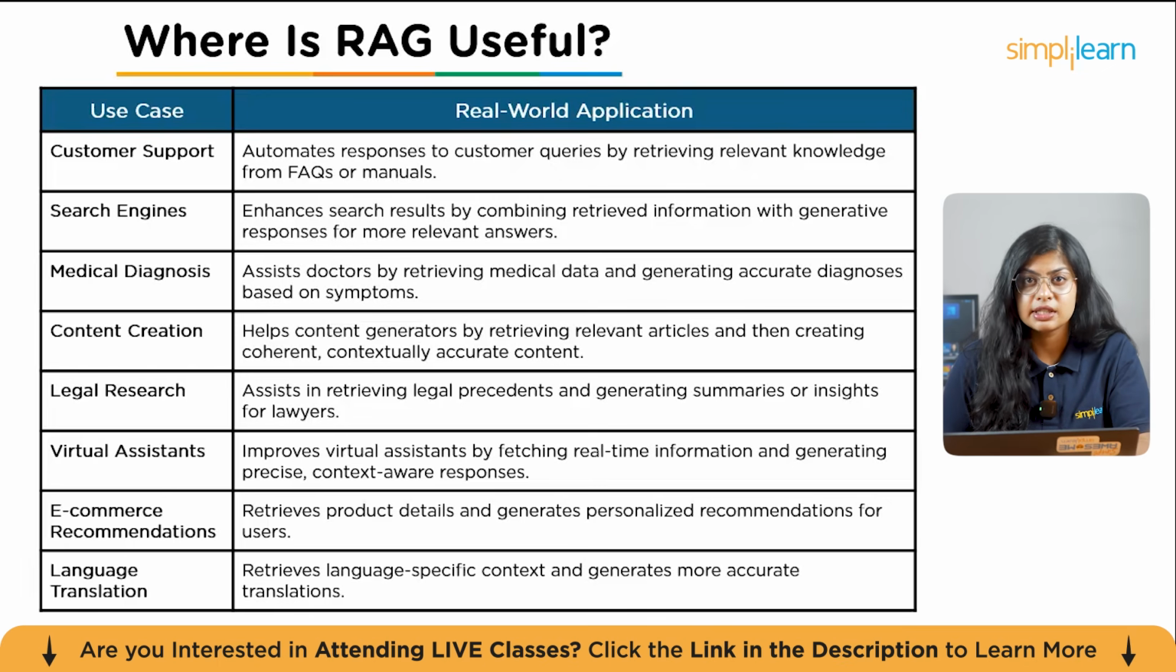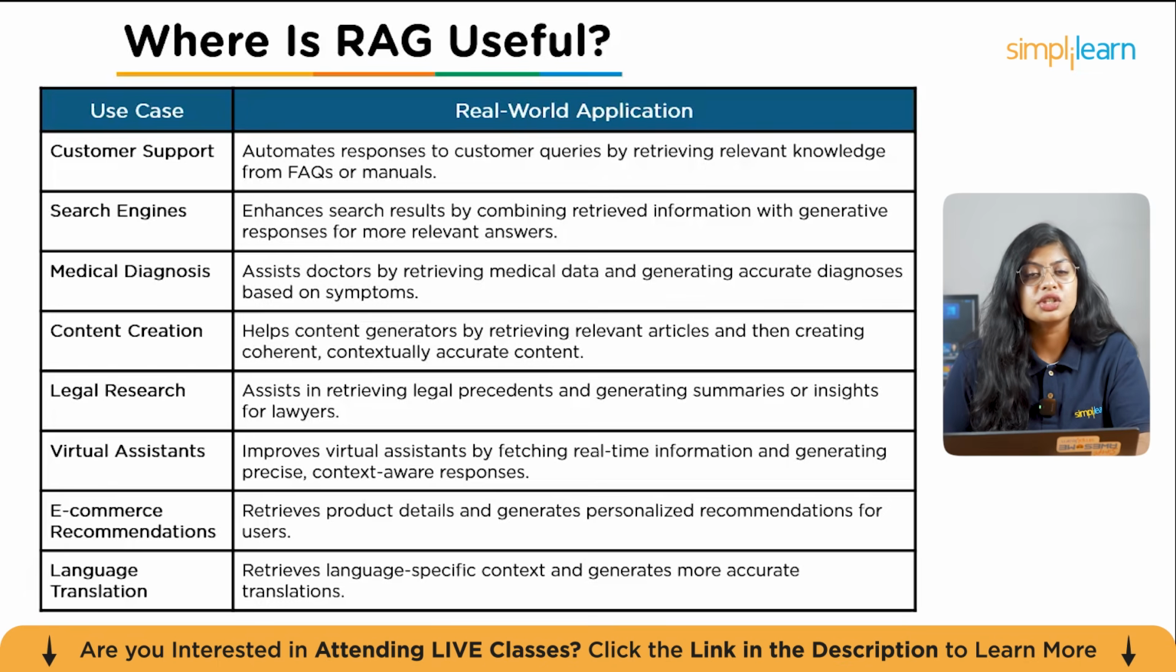In customer support systems, information is usually stored in FAQs, manuals, and internal documents. A traditional chatbot might give generic replies, but the RAG-based system retrieves the exact section of the FAQ or manual and then generates a clear, user-friendly response. This reduces wrong answers and improves customer trust.